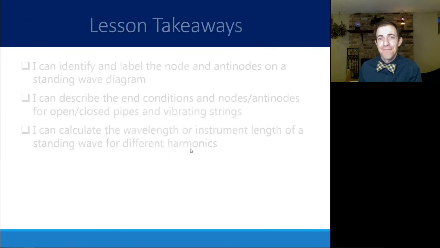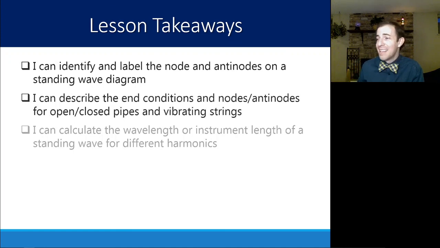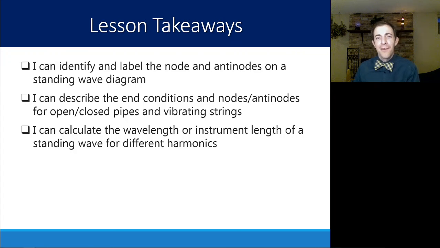In this video, you should be able to come from this identifying and labeling the node-antinode conditions for a standing wave diagram, for then the end conditions of node, antinode, open, closed pipes, or vibrating strings. And then you should be able to calculate the wavelength or instrument length of a standing wave for different harmonics and figure out what note it produces, or how long it would have to be to produce this particular note.